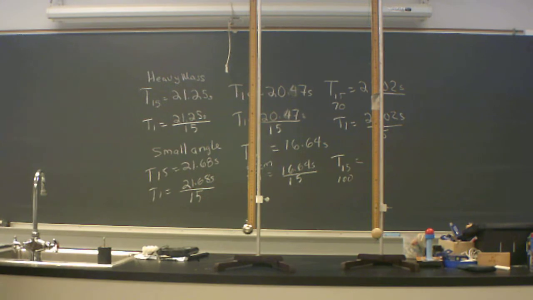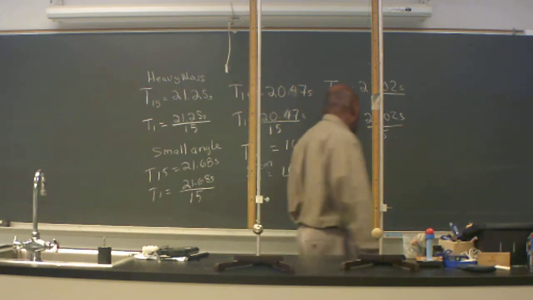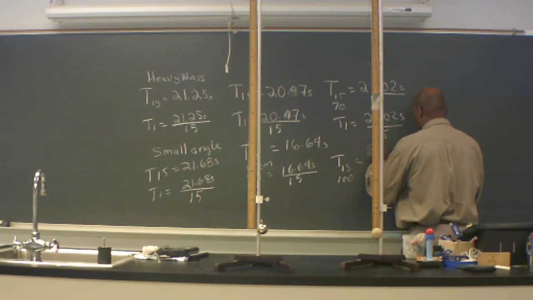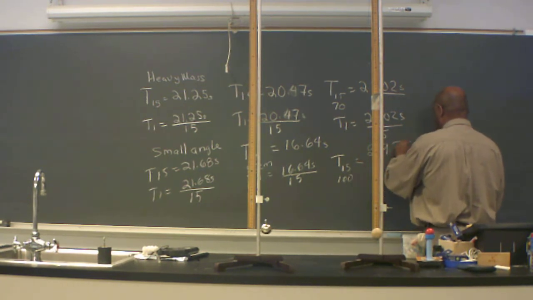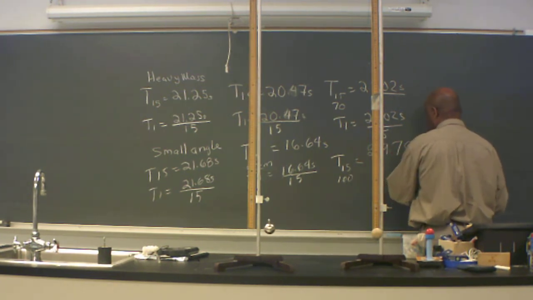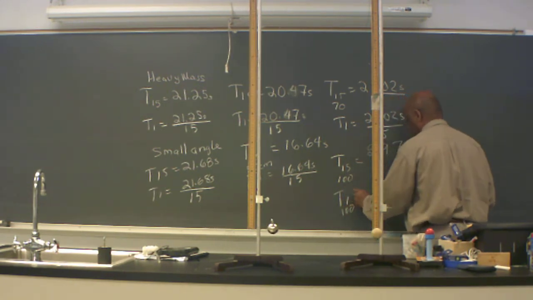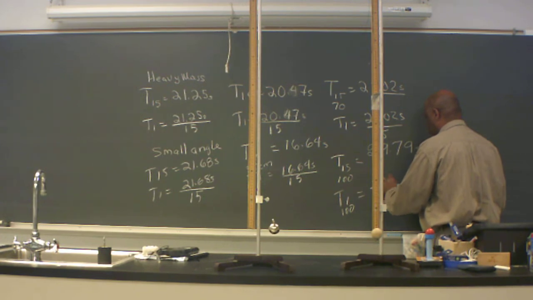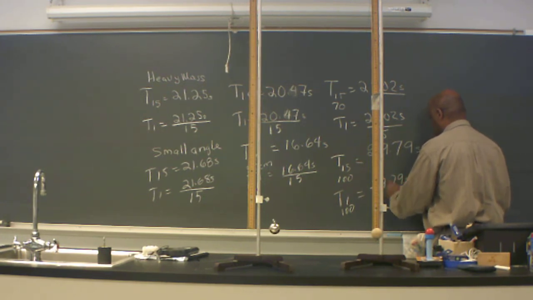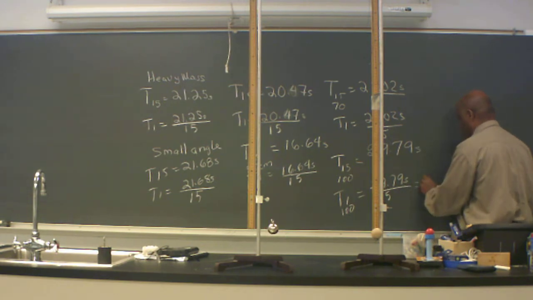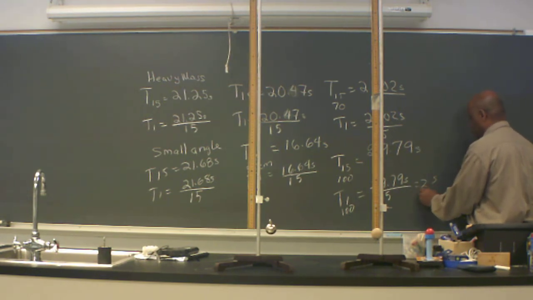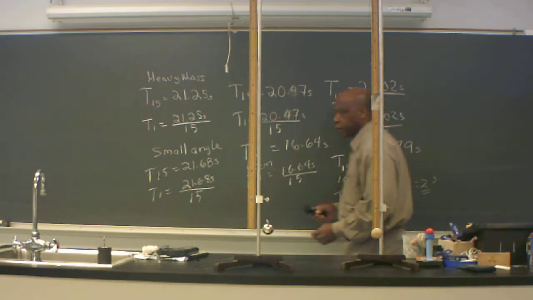29.79. So at 100, the time for 15 swings, 29.79 seconds. So T1 for 100 is 29.79 divided by 15. In other words, almost 2 seconds. Okay?